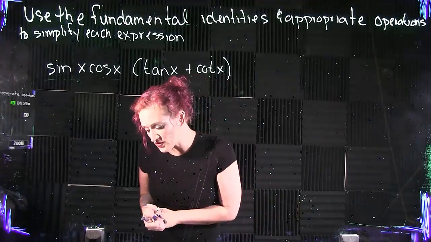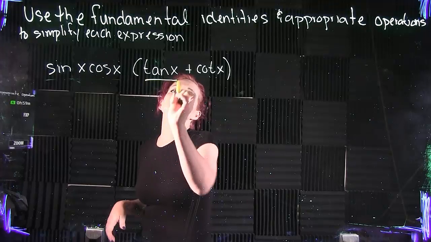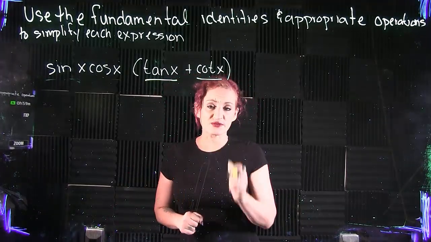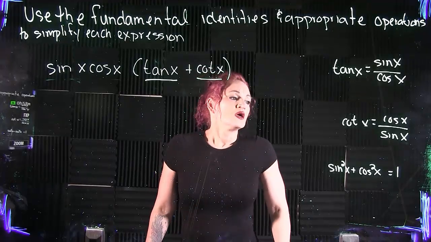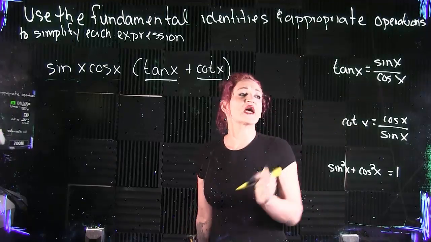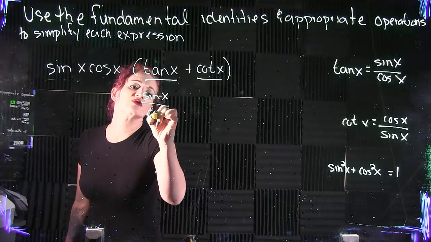So first thing that I actually want to do with this problem here is I see that I have a tangent x here and I have a cotangent x there. I want to go ahead and do some substitutions for this here. So the identity I'm going to be using first is that tangent x is equal to sine x over cosine x. So I'm going to go ahead and plug in sine x over cosine x here.